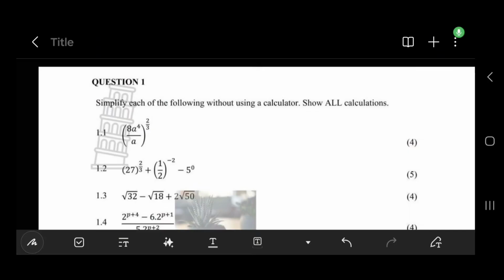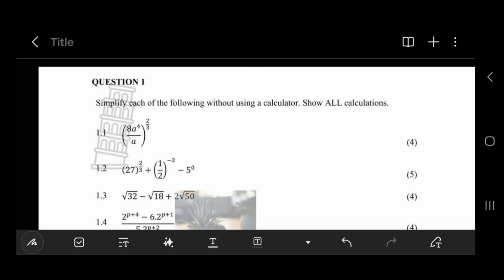In this video, I'll be working through the Limpopo Maths Term 1 Common Test for 2024. Now it starts off with question 1 saying, simplify each of the following without using a calculator and show all calculations. So 1.1, that is actually testing you on laws of exponents.